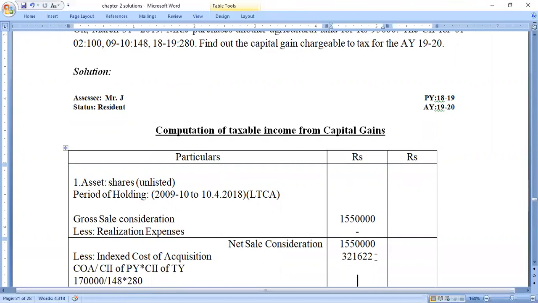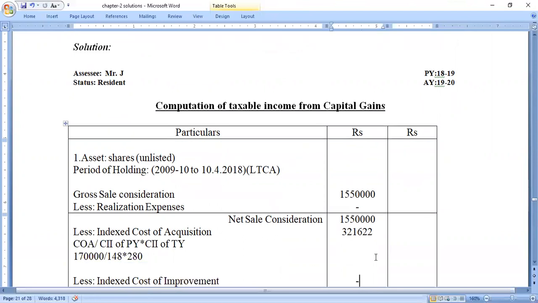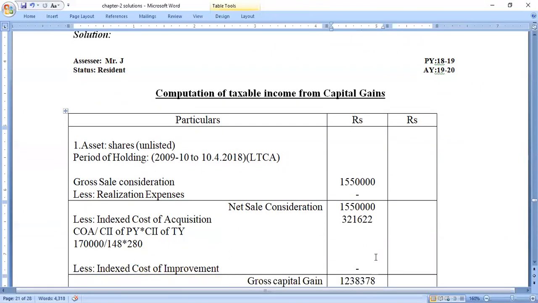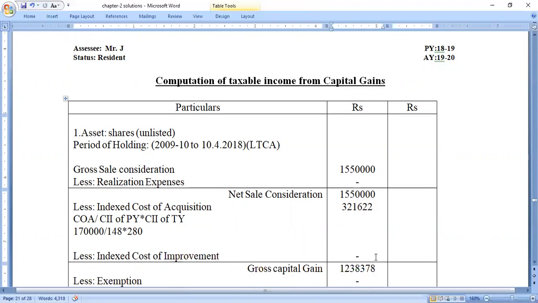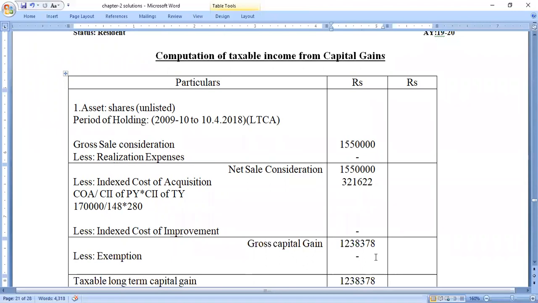And there is no addition given in the problem, so the index cost of improvement will be taken as nil. So the balance amount 12,38,378 will be the gross capital gain. From that, claim any exemption. There is no exemption information, so it is taken as nil. So the balance amount, that is 12,38,378, will be the taxable long-term capital gain.